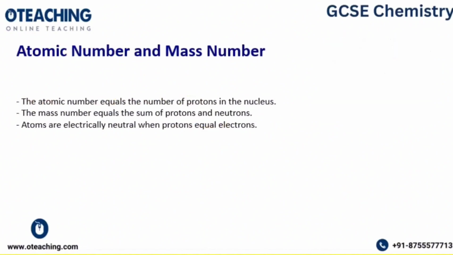Now, atomic number and mass number. I have already told you that the atomic number equals the number of protons in the nucleus. The mass number equals the sum of protons and neutrons. Atoms are electrically neutral when protons equal electrons. That means when positively charged protons are equal to the negatively charged electrons, the atoms would be electrically neutral. That means no charge.